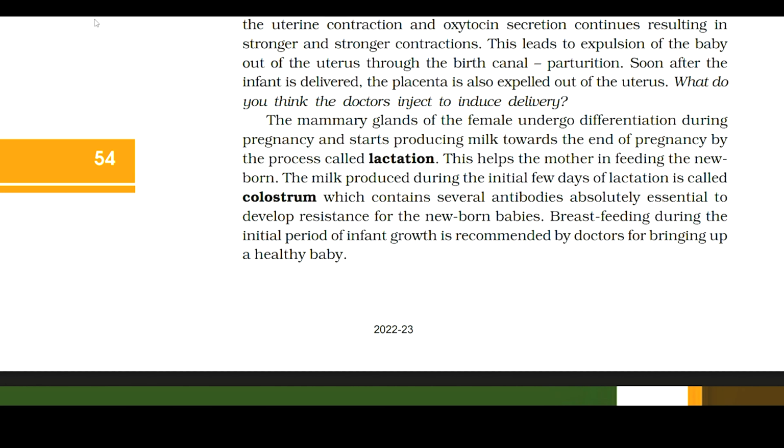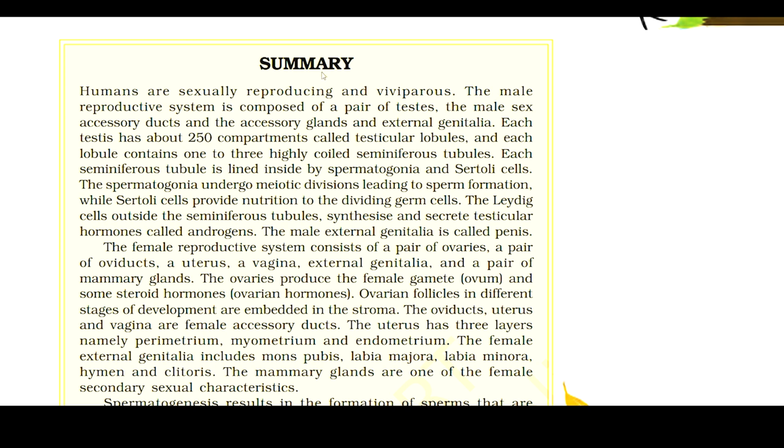The mammary glands of the female undergo differentiation during pregnancy and start producing milk towards the end of the pregnancy by the process called lactation. This helps the mother in feeding the newborn. The milk produced during the initial few days of lactation is called colostrum, which contains several antibodies absolutely essential to develop resistance in the newborn babies. Breastfeeding during the initial period of infant growth is recommended by doctors for bringing up a healthy baby.